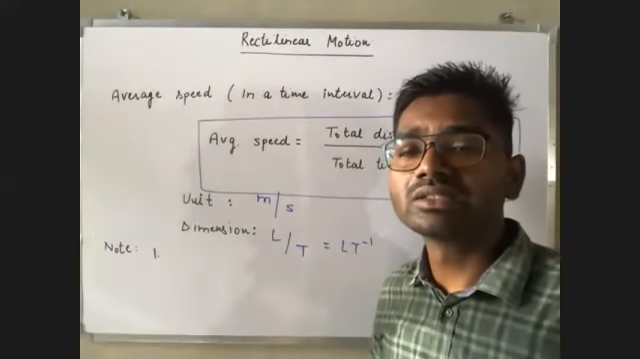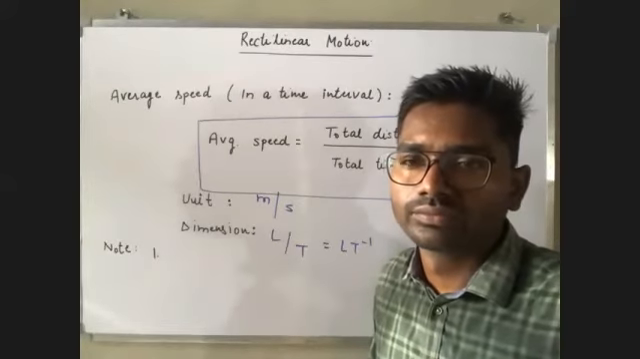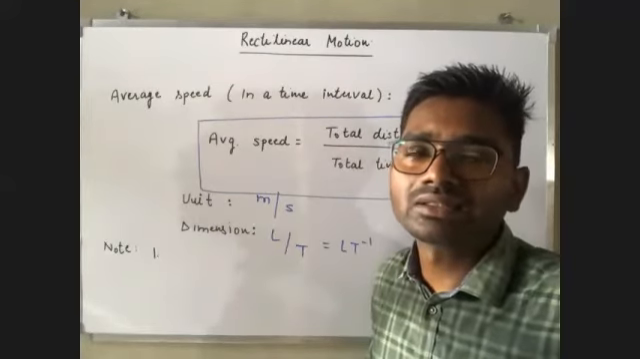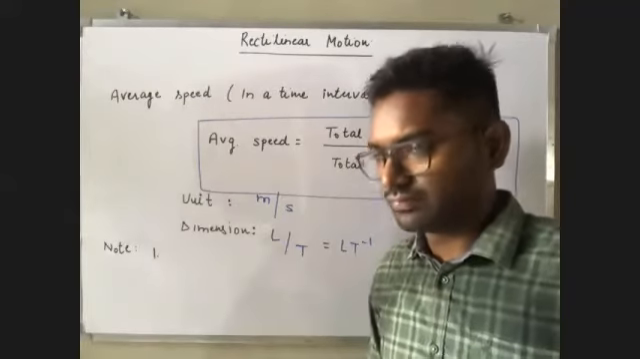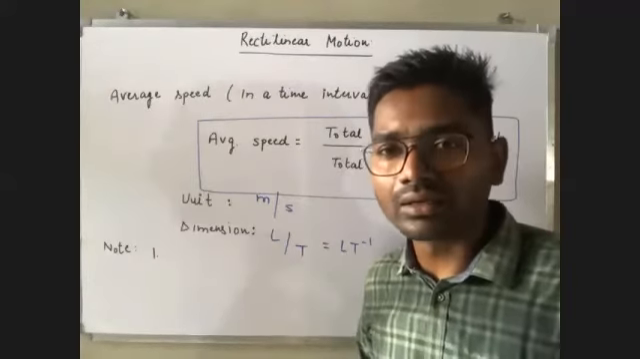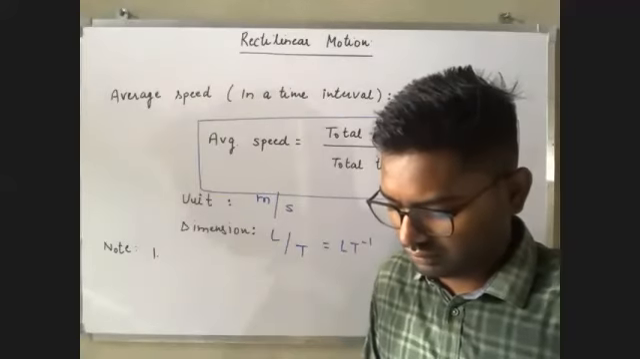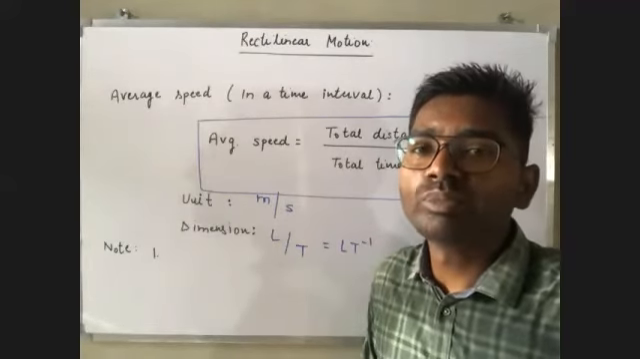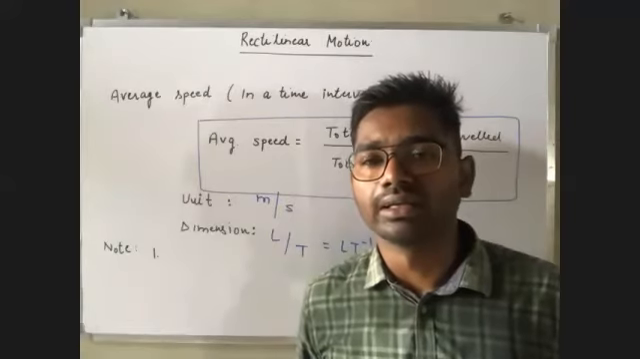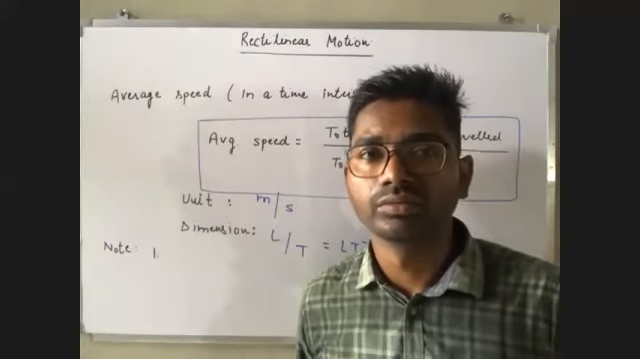In contrast to average velocity, which being a vector can be positive or negative. Everyone noted?